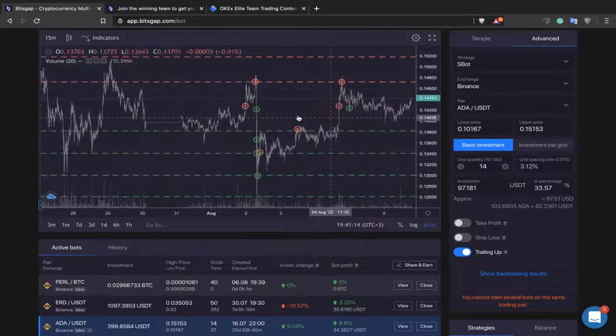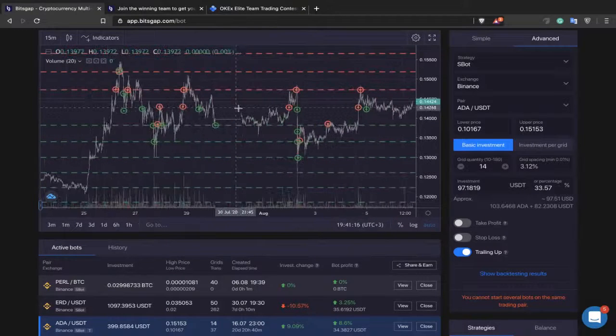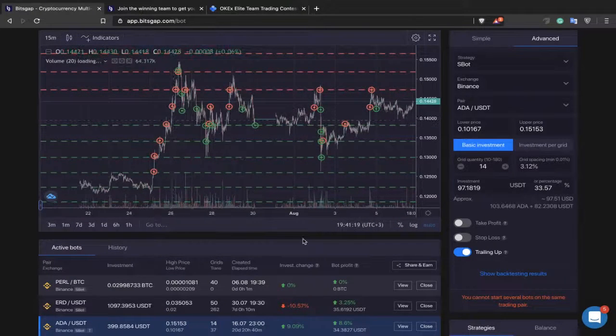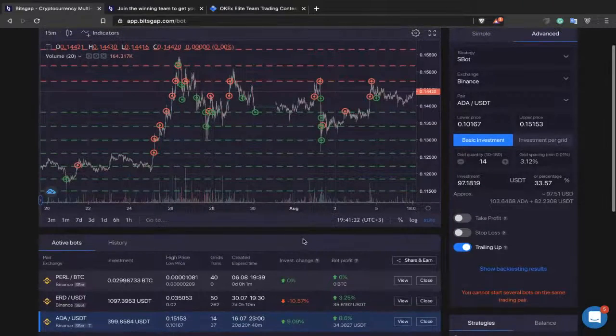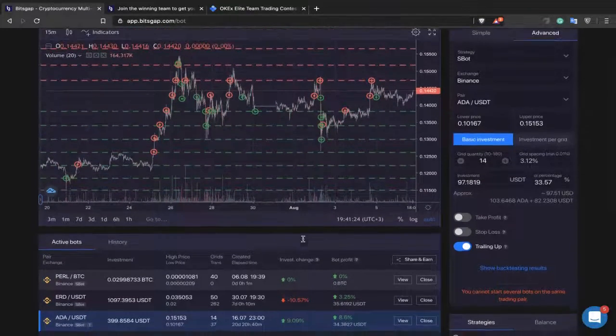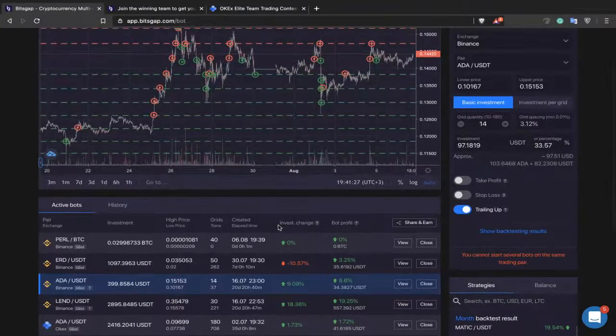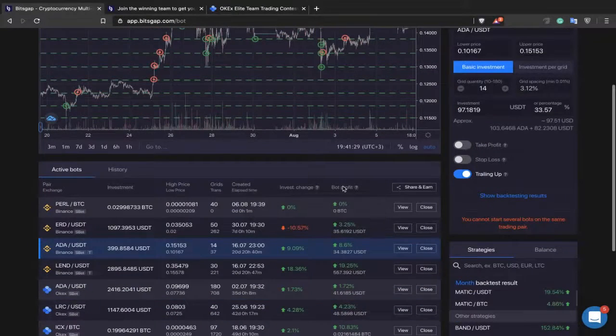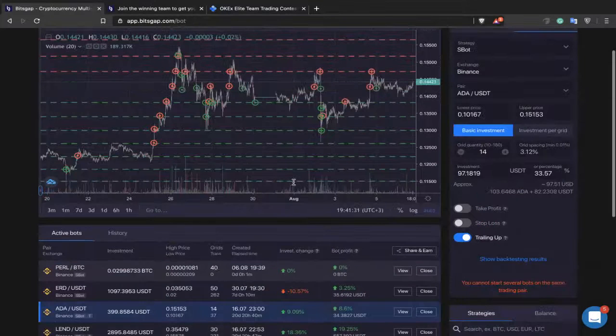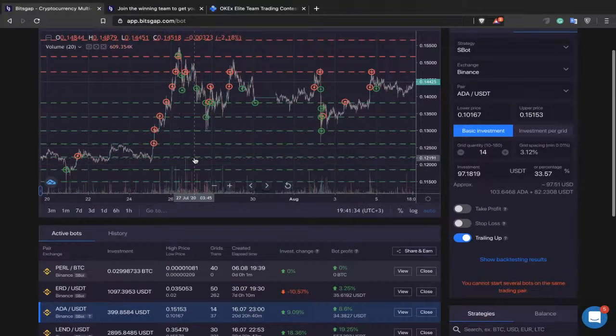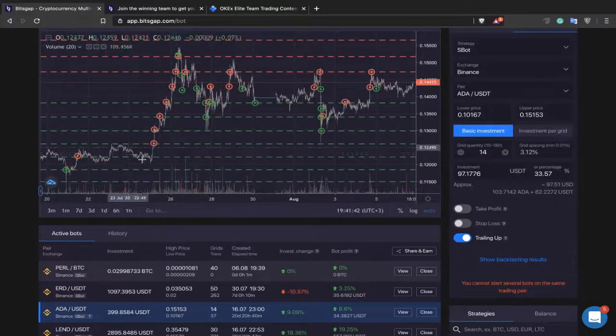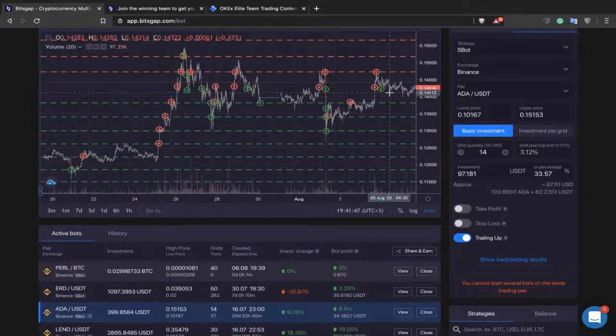So these are the points at which the bot managed to sell and buy, which allowed the algorithm to generate profits in the quote currency. Whereas investment change takes into account the bot profit, but it also takes into account the value change of the base currency as the market is constantly fluctuating. If the base currency is appreciating, like here on the chart, your investment change will be positively affected.